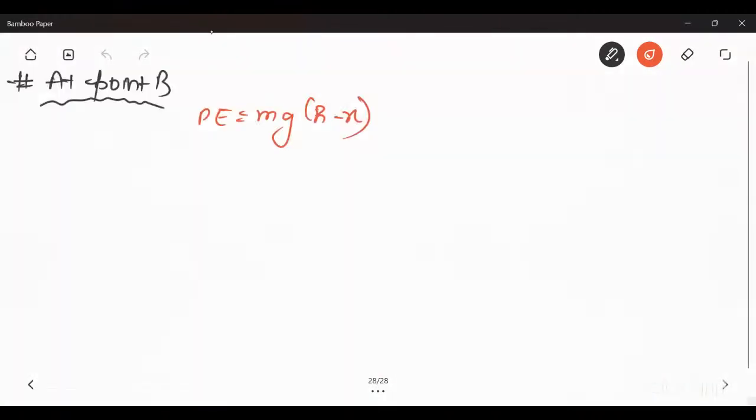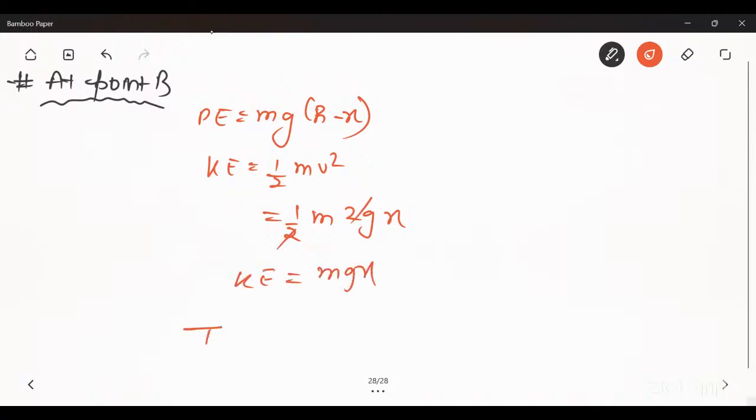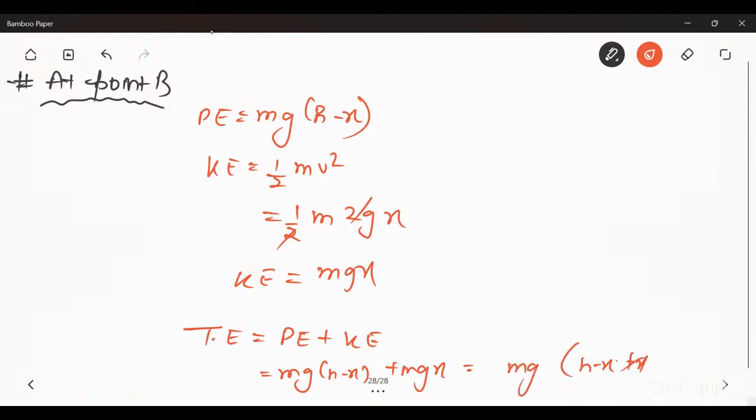So the kinetic energy of the body is half mv square, and we know that v square equal to 2gx, so the 2 cancels. So mgx will be the kinetic energy of the body. Now the total energy is the sum of potential energy plus kinetic energy, so mg(h minus x) plus mgx. If you take mg common, you will get h minus x plus x. So mgh will be the total energy at point B, which is the same as at point A.